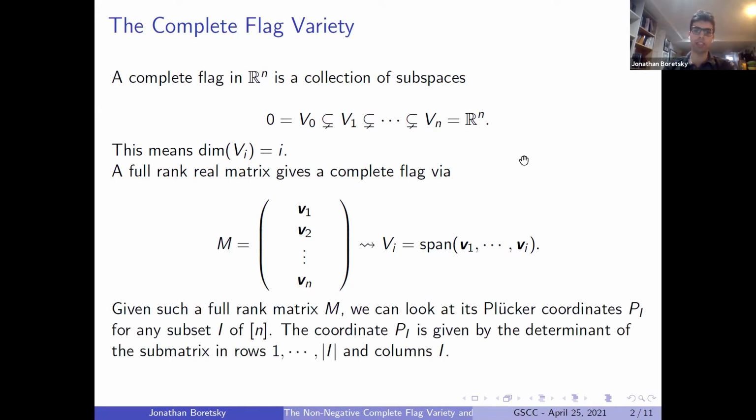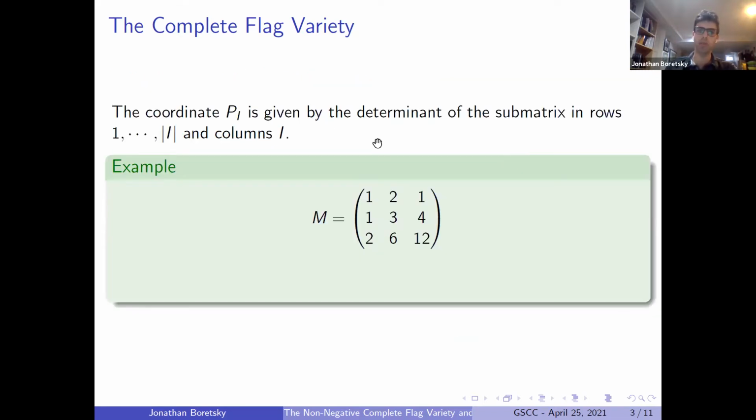And if we have a matrix like this, we can look at its Plücker coordinates, which are defined by taking any subset I of numbers from 1 to n. Then the Plücker coordinate indexed by that set I is going to be the determinant of the submatrix in rows 1 through the size of that subset, and the columns indexed by that subset. So for example, here's the definition again.